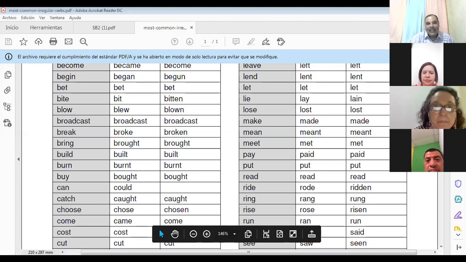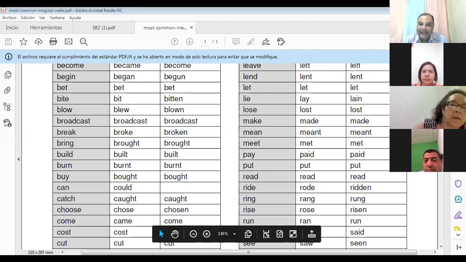So in the affirmative, I use I have, you have, we have, you have, they have walked. But for he, she, and it, we use has walked. So the verb is have for I, you, we, and they, and for he, she, and it is has. The main verb goes in the past participle.